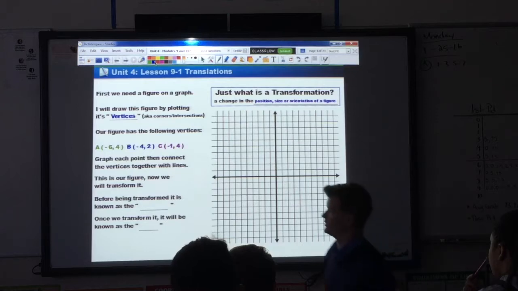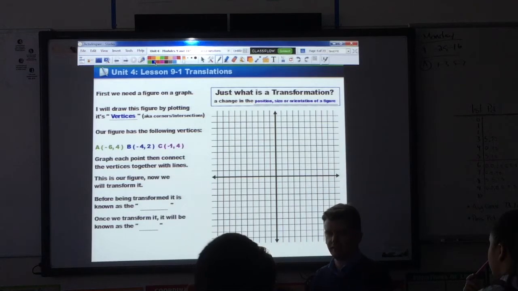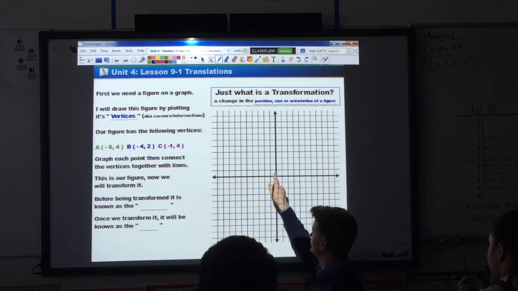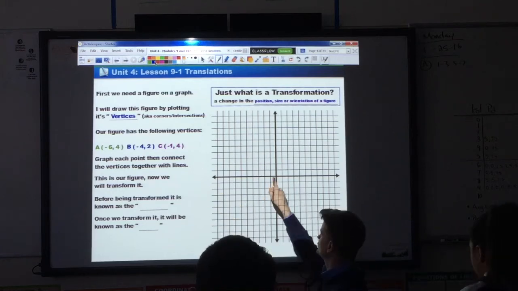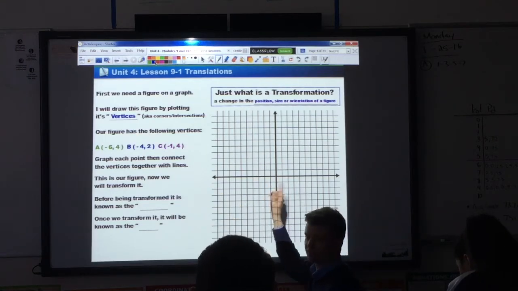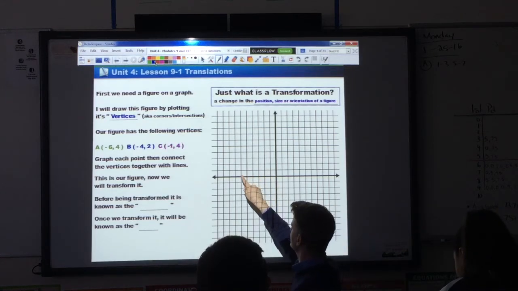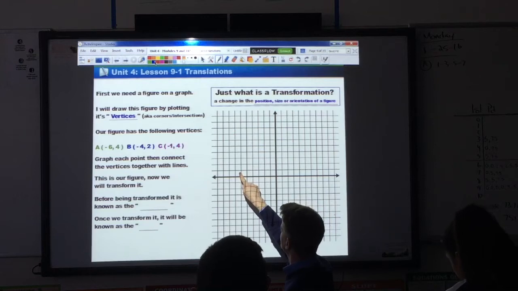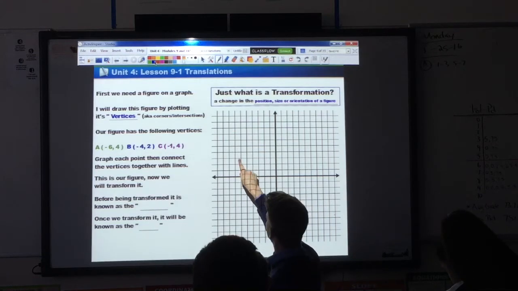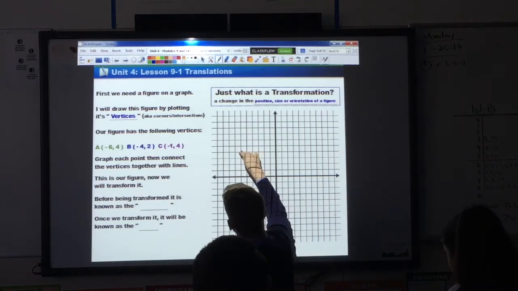All right, so first things first, we need to plot this. In case you forgot how to plot points, we start at the origin, we're going to plot point A. So to get from the origin to point A, we always go left to right first. What am I doing, left to right? Left. How many spots? 6. 1, 2, 3, 4, 5, 6. Then up or down? Up. How many spots? 4. 1, 2, 3, 4. And you put your first point.